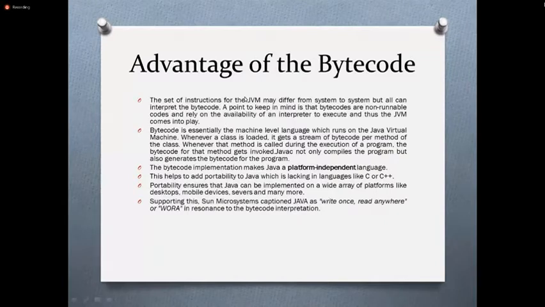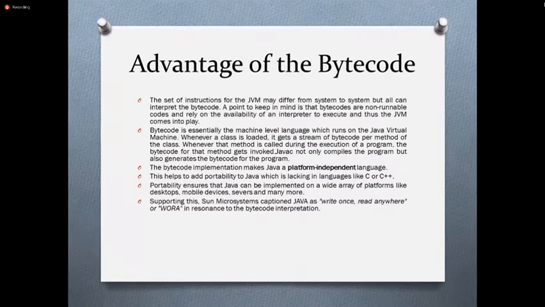Then we'll consider the advantages of the bytecode. The bytecode is a set of instructions for the JVM and it may differ from system to system, but all can interpret the bytecode. One point to keep in mind is that bytecodes are non-runnable codes and rely on the availability of an interpreter to execute, and thus the JVM comes into play. Bytecode is essentially the machine level language which runs on the Java virtual machine.